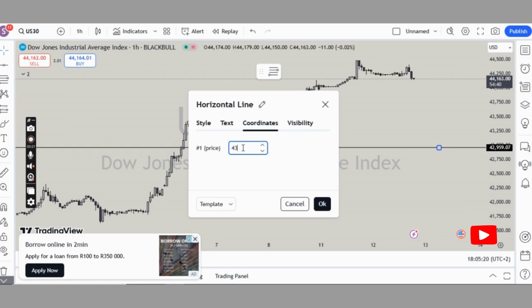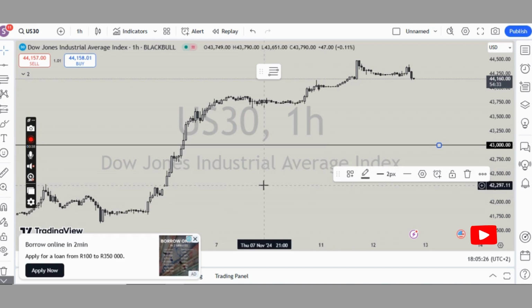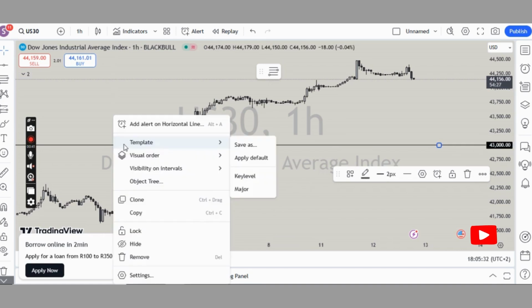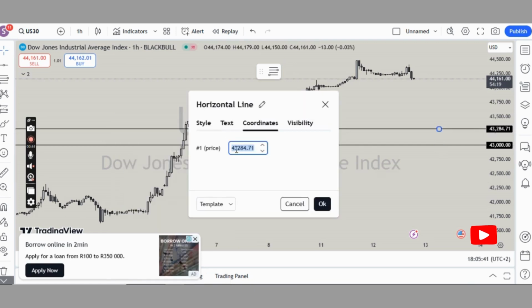For example, 43,000 plus 243 equals 43,243. Then I will take 43,243 and add 243 points, which will give me my next institutional level of 43,486. So in the next part, I will draw the lines using this concept that is also explained by ICT dealing ranges.